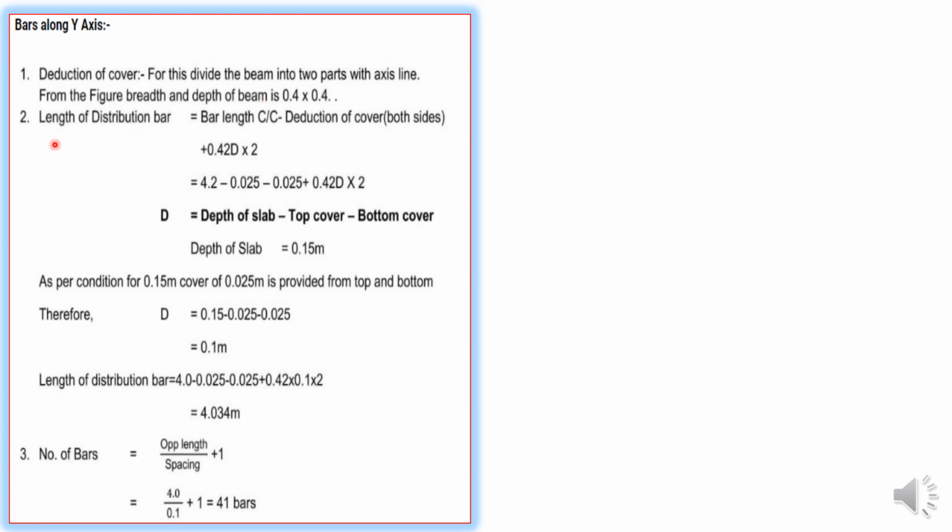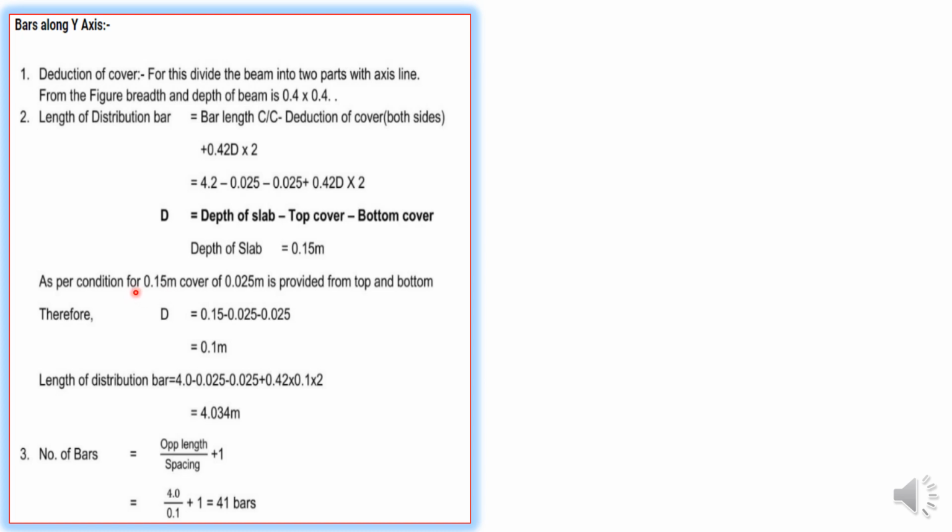Reduction of the cover, as the beam is 4 by 4. Length of the distribution bar is equal to the bar length center to center minus deduction of the covers, that is 0.42d into 2. 4.2 minus 0.025 minus 0.025 plus 0.42d into 2. D is equal to depth of the slab minus top cover minus bottom cover. Depth of the slab is 0.15 meter.